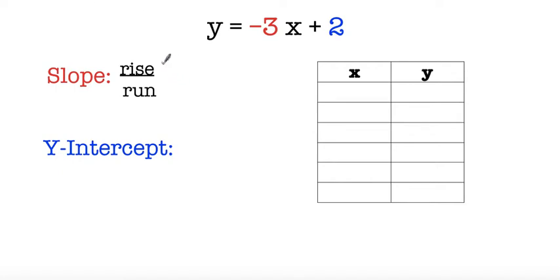Because our slope is our rise over run, we could write this out as negative 3 over 1, so that we can know what the change in y is and the change in x. And we know that negative 3 over 1 is equivalent to negative 3, so it's okay. And then because our equation is y equals negative 3x plus 2, we know that our y-intercept is positive 2.